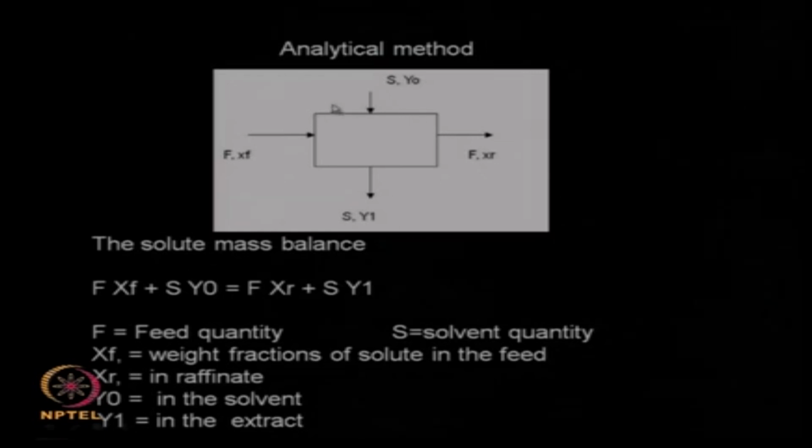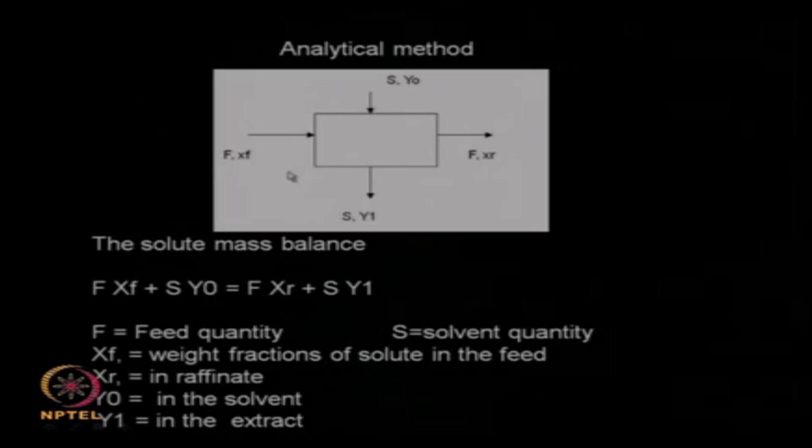Okay, let us just draw a stage. You have a feed entering and the concentration of the solute in the feed is Xf. The feed is leaving after the extraction, the same amount of feed, and the concentration of the solute is Xr in the raffinate. Now you are introducing a solvent, and the concentration of solute in the solvent is Y0, and it has picked up or extracted your solute. So, the concentration has gone up from Y0 to Y1.